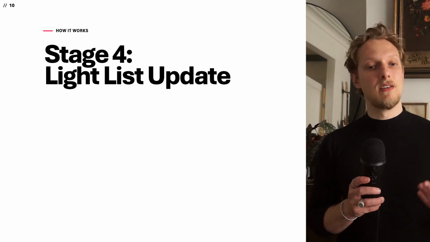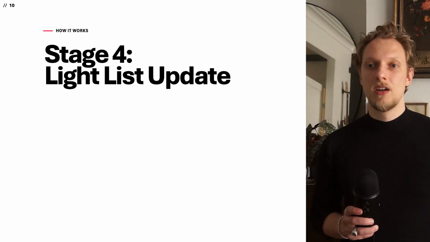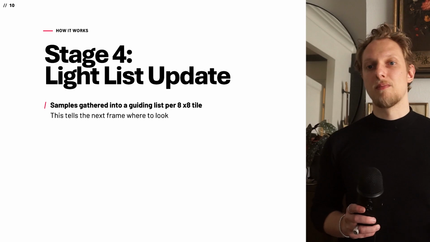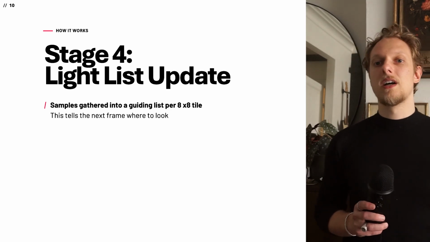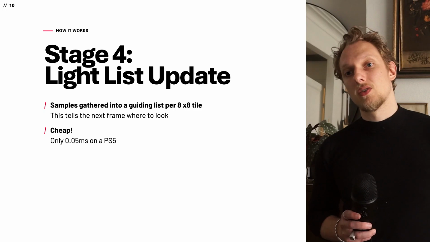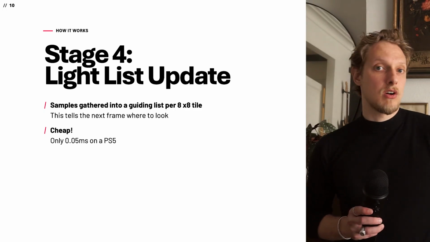Which brings us to stage 4. We update the visible light list. So after shading, the visible samples are gathered in an 8x8 tile and are written into the guiding list for the next frame. This step is pretty cheap. Takes around 0.05 milliseconds on a PlayStation 5. And it's what makes the sample guiding system work across frames.